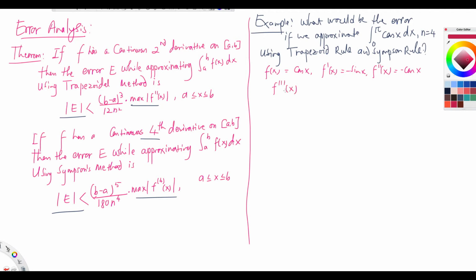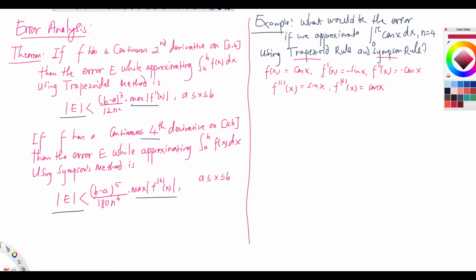Why did I find the triple prime? Because I need to do both rules. For the trapezoid rule, you will need just the second derivative. For Simpson's rule, you will need the fourth derivative. So I want to do all of them at the same time. So what is the derivative of negative cosine of x? That will be sine of x. And then the fourth derivative of f of x will be cosine of x.